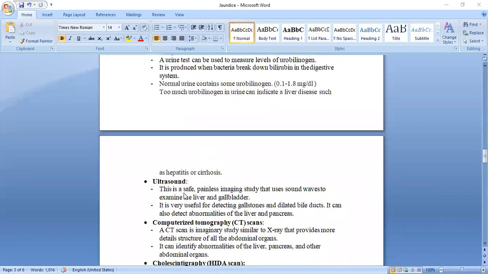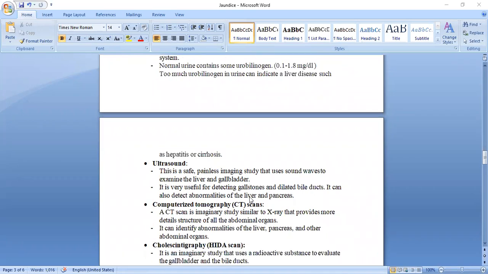Okay. Now the next one, the ultrasound. Ultrasound is a painless imaging study. We will take the photographs, very useful for detecting gallstones and dilated bile ducts. It can also detect abnormalities of the liver and pancreas in this ultrasound. Sonography, ultrasound, isn't it? Directly we can examine the liver and gallbladder.